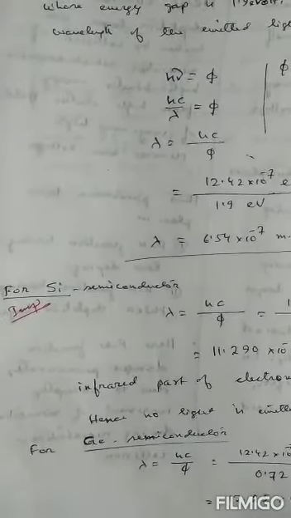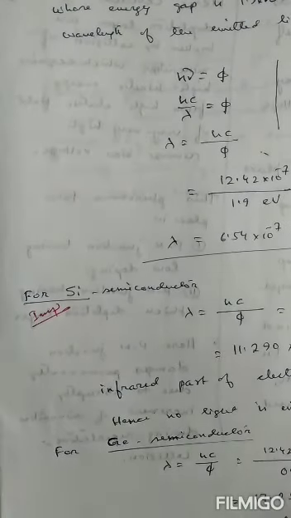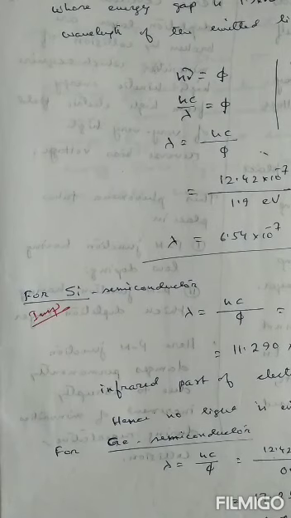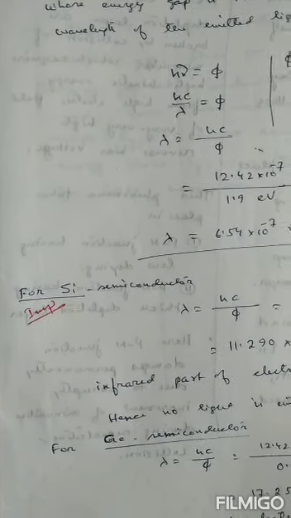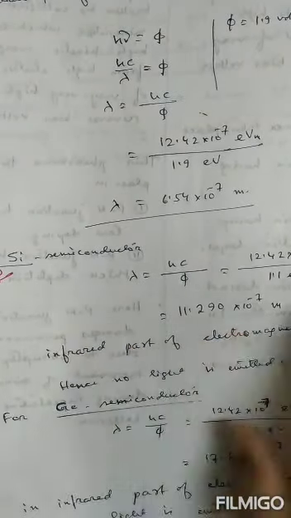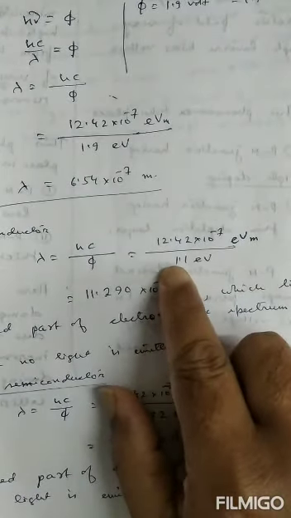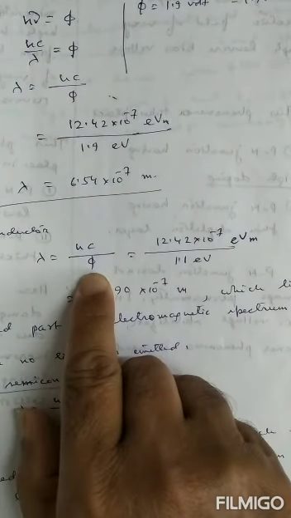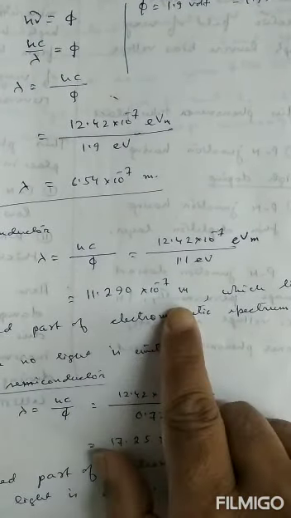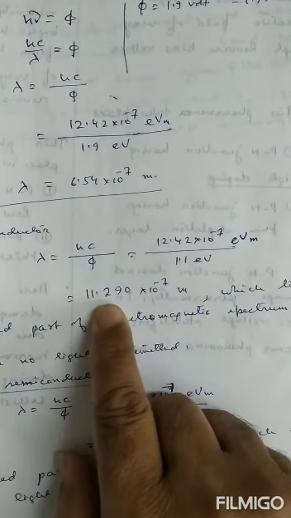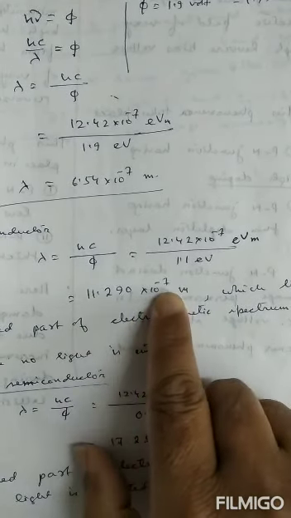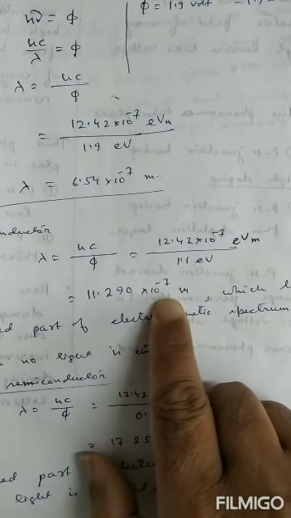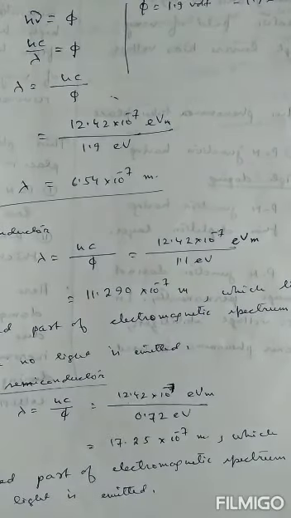Sometimes one question comes: why can silicon and germanium not be used for the construction of an LED? Because for the silicon semiconductor, the band gap is very small. It is 1.1 electron volt. So therefore lambda is hc by E. In that case we get a wavelength of 11.2 into 10 to the power minus 7 meter, which lies in the infrared part of the electromagnetic spectrum.